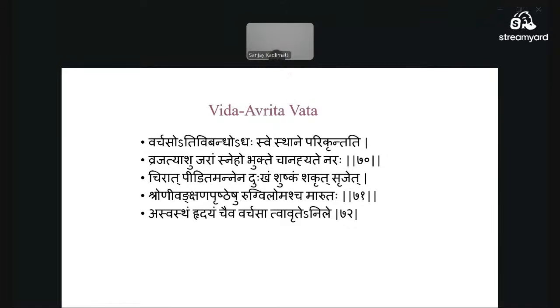Shroni Vangshanam Prushteshu Pruk Vilomascha Marutaha. Pain will be there in the Shroni, Vangshana, Prushta, etc. Aswastam Hrudayam Chaiva Varchasata Vrite Anile. The patient feels as if his heart is not swasta. Heart means Hrudaya is not just the heart. It is the urdhva part of the heart area, the chest area. We feel aswasta if there is an avarana of varchas in the vayu.